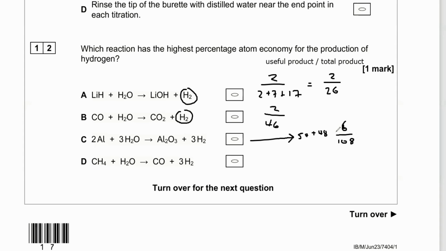And so, yeah, I think it is going to be either A or D. Let's have a little look. It's going to be D. Yeah, because see, D is going to be a bigger fraction.